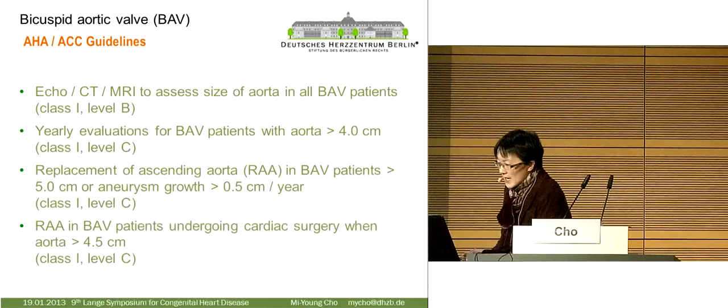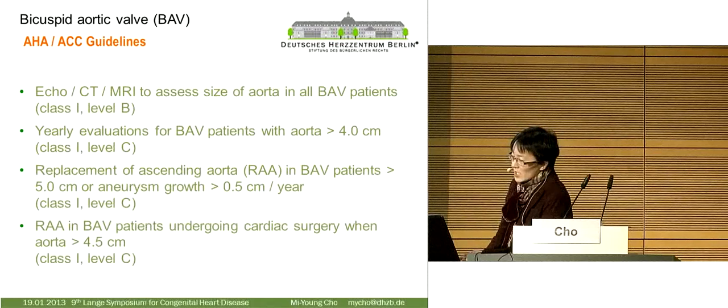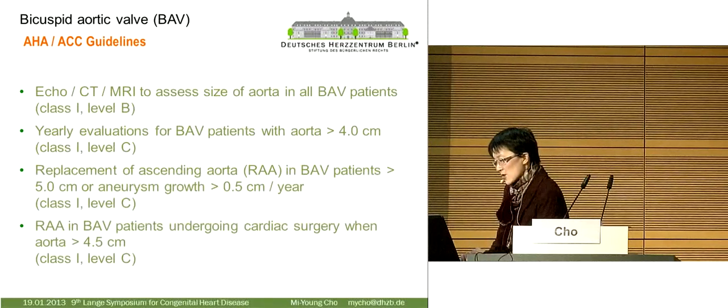So the AHA guidelines recommend a yearly evaluation of patients with bicuspid aortic valve with a diameter bigger than 4 centimeters, class 1 level C. As I said before, the relatives of bicuspid aortic valve patients should always get an echo, CT, and MRI. Replacement of the ascending aorta is recommended above 5 centimeters, and also for aneurysmal growth above 0.5 per year.